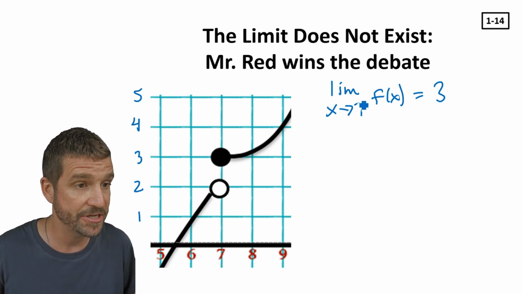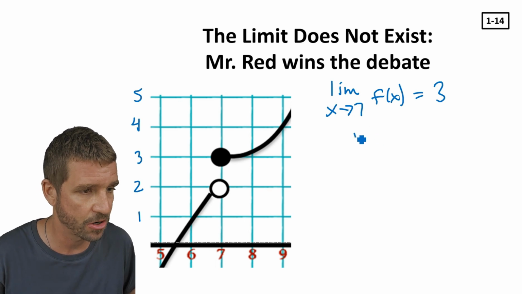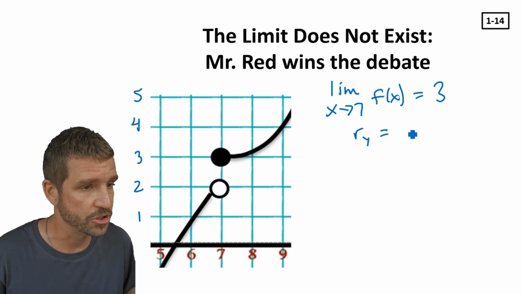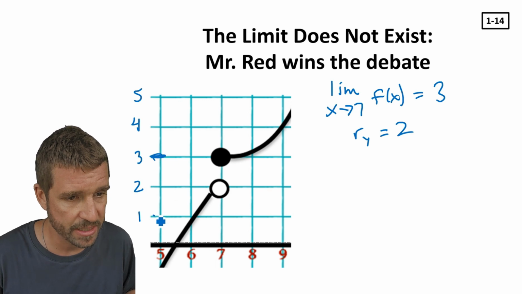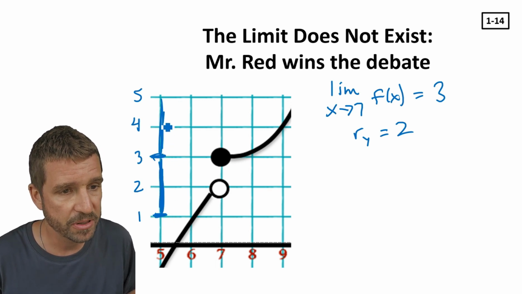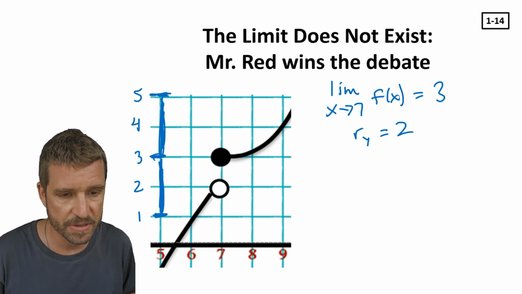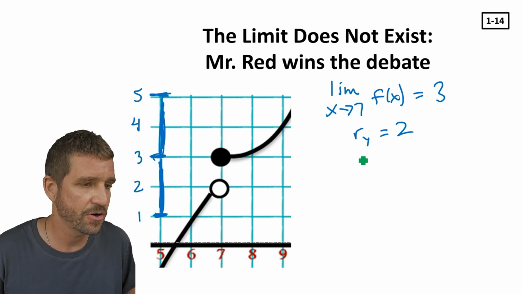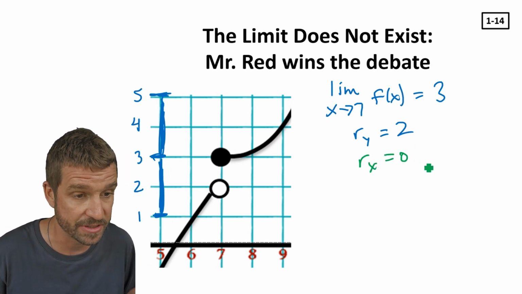Let's do one where Mr. Green wins. Let's say that Mr. Red says, okay, I'm going to let my r sub y equal 2. Okay, so that means we're going between 1, 3 minus 2 is 1, and 3 plus 2 is 5. So we're going between this. Not too hard. Mr. Green says, okay, I'm going to let r sub x equal, I don't know, 0.